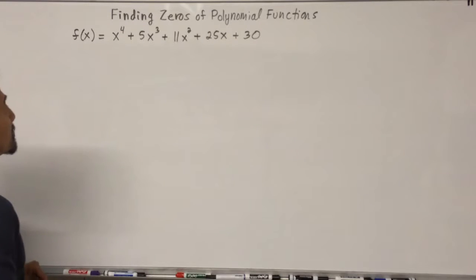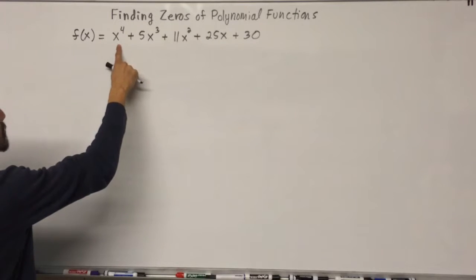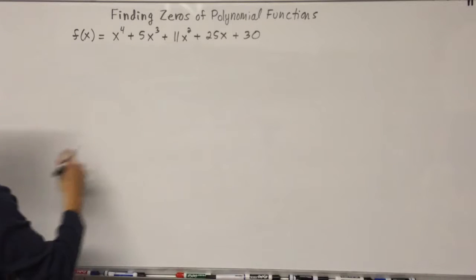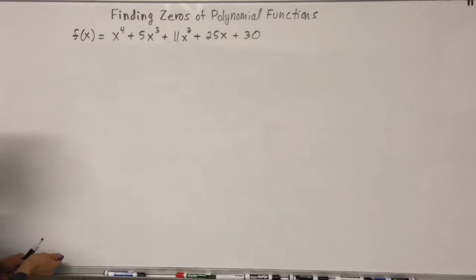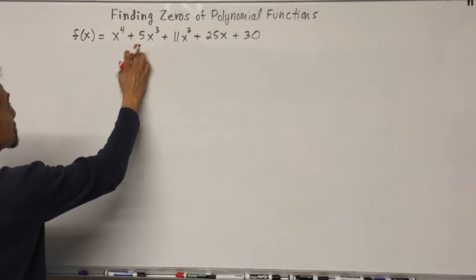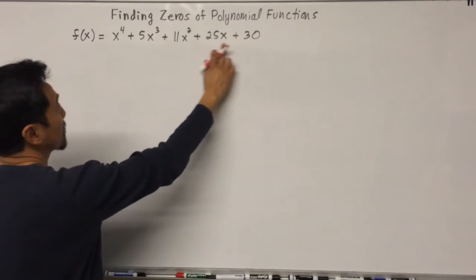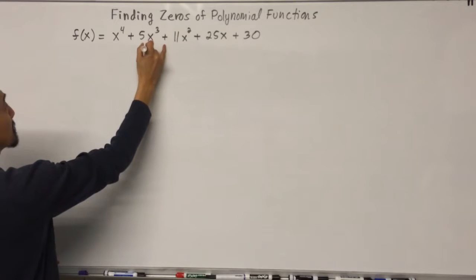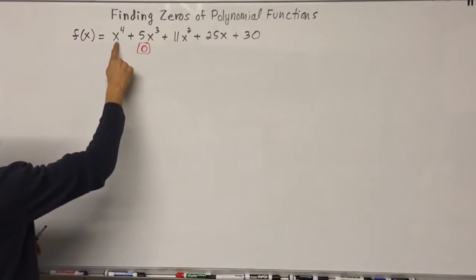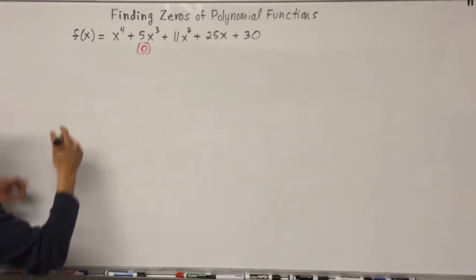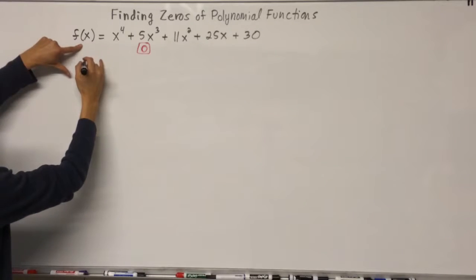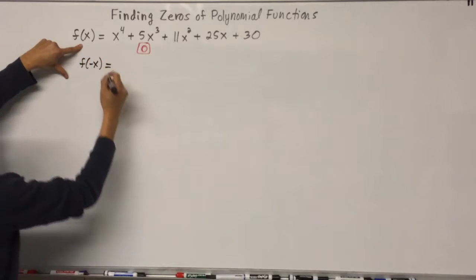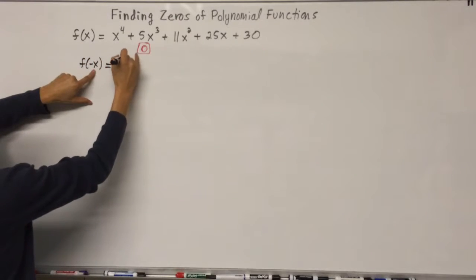Okay, so we're going to find the zeros of this fourth degree polynomial function. The first thing that I'm going to do to begin is by counting the sign changes in f. We see that all the terms are positive, so f has 0 sign changes, and therefore it has 0 positive reals. Okay? And then we're going to look at the sign changes in f of negative x.